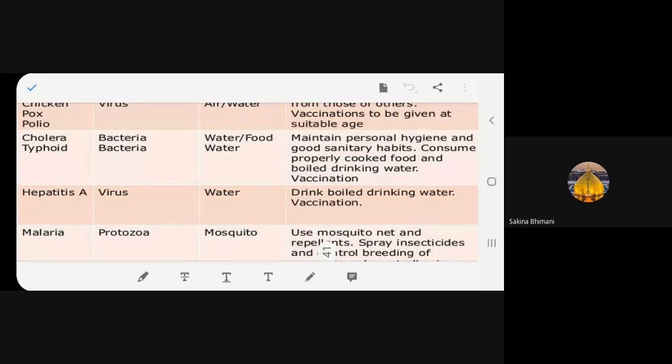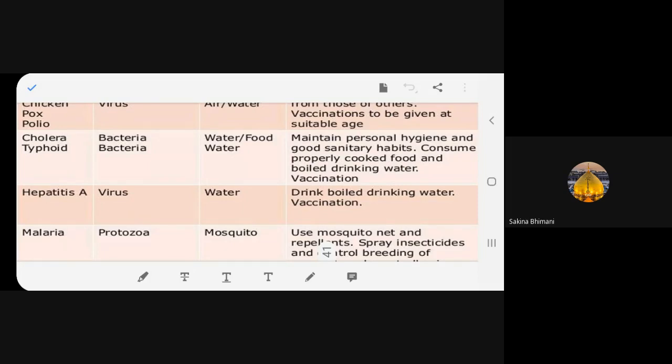Next is hepatitis A. It is a virus. Mode is water. For that, you have to boil water and then drink it, and you have to get yourself vaccinated. Last one is malaria. It is caused by a protozoan, that is the agent. The mode is mosquito. When it bites, it vomits out the protozoa in the healthy body.